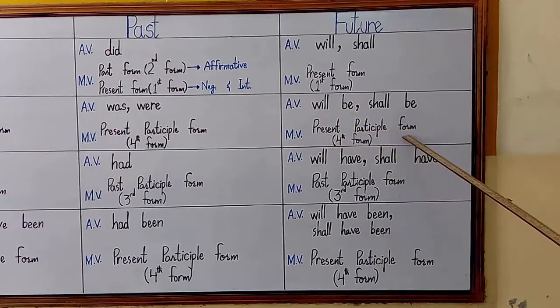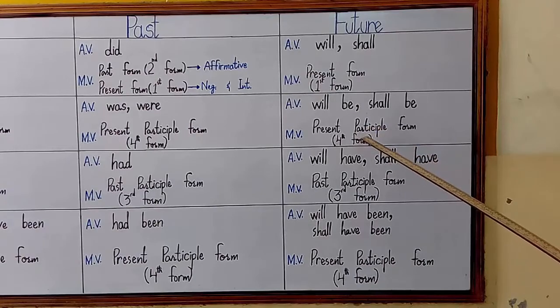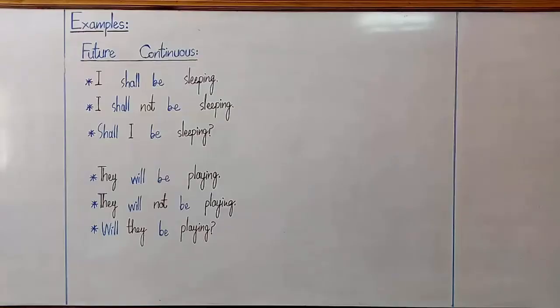In future continuous, we use will be or shall be as auxiliary verb, and we use present participle form, which means fourth form of main verb. These sentences on the board are the examples for future continuous tense with the usage of shall be and will be as auxiliary verb and the usage of present participle form of main verb. I shall be sleeping. I shall not be sleeping. Shall I be sleeping? They will be playing. They will not be playing.